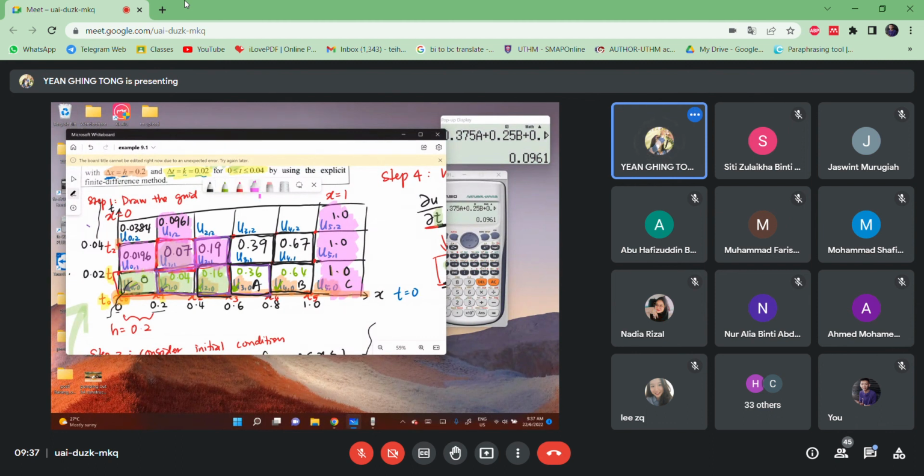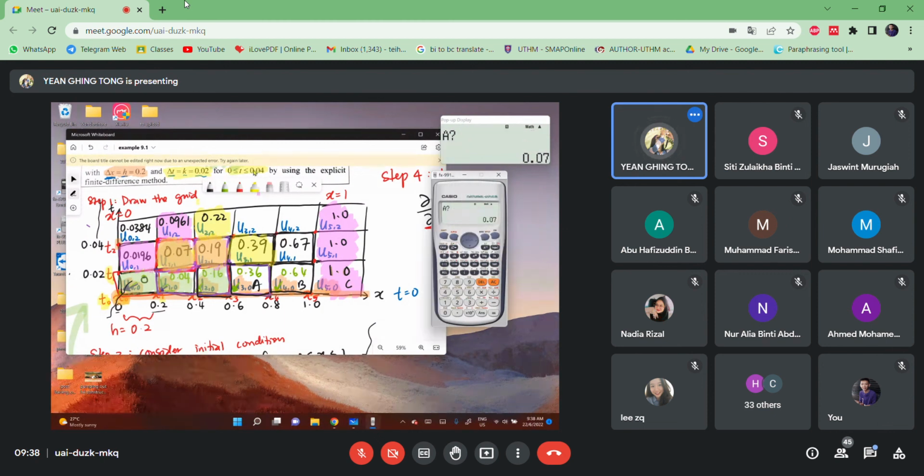Okay, so next is this one. So you get this one, right? U22. So this will be A, this is B, this is C. And so calculate. A is 0.07. B is 0.19. C is 0.39. So you get 0.22. Okay?